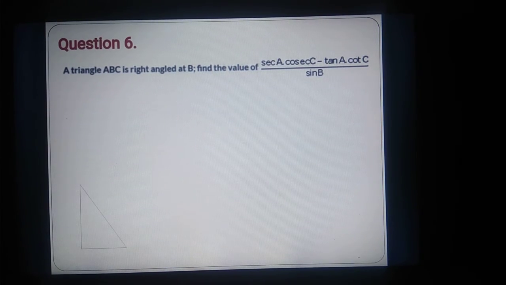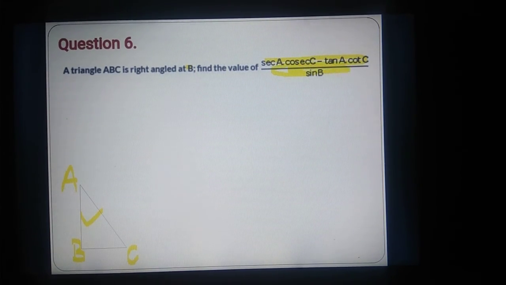Okay, we'll move on to the next question. It says that triangle ABC is a right angle triangle, right angled at B. That means 90 degrees at B. Suppose this is my right angle triangle, then this is my B, because it is 90 degrees at B. So you can call this A and this C, right? Now the question is asking to find the value of this part.